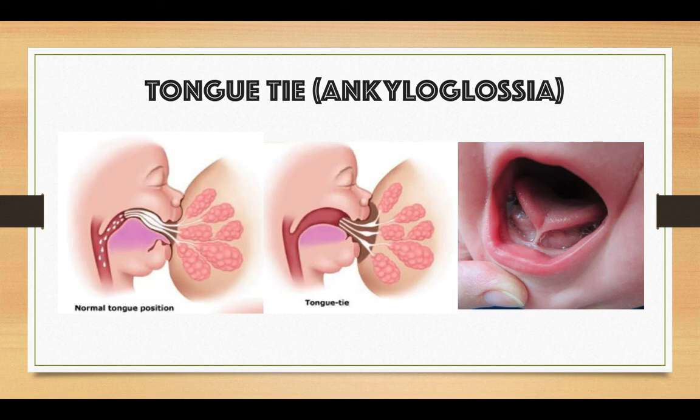Here are a few images of what a tongue tie can look like. Note in the middle picture the positioning of the tongue when the infant is latched onto the breast. Due to the tongue's inability to move past the lower teeth, the latch may be compromised and ineffective. Let's explore this further.